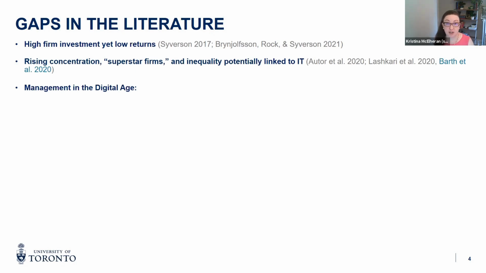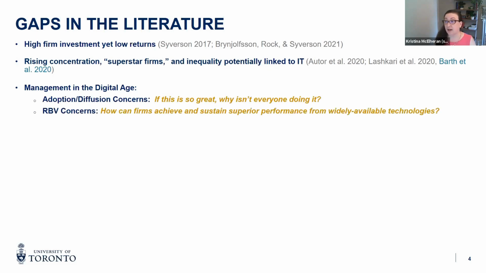If everything is moving so fast, then we really have to grapple with some key questions. If this is so great, why isn't everyone doing it? How do we understand diffusion? The RBV concerns that Evan pointed to: if these things are widely available, how can firms achieve and sustain some sort of differentiation or superior performance?